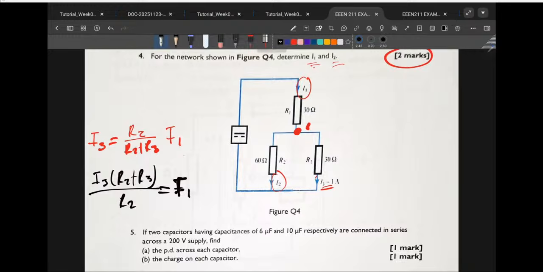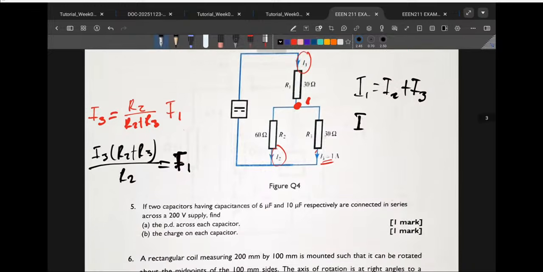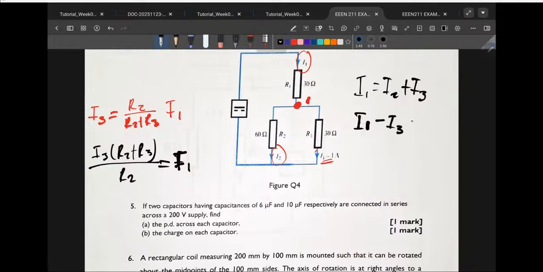You can easily find I1, which you then know that I1 is equal to I2 plus I3, which you can use to find the missing one. Here you can do that using what I've just shown you. I think you'll be fine. Because if you want to get I2 now, you'd make it the subject: I1 minus I3 is equal to I2, and all that.